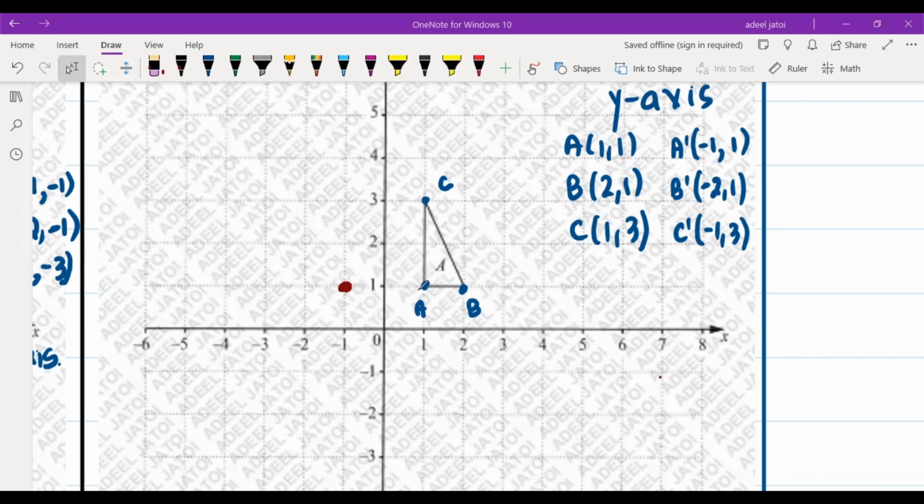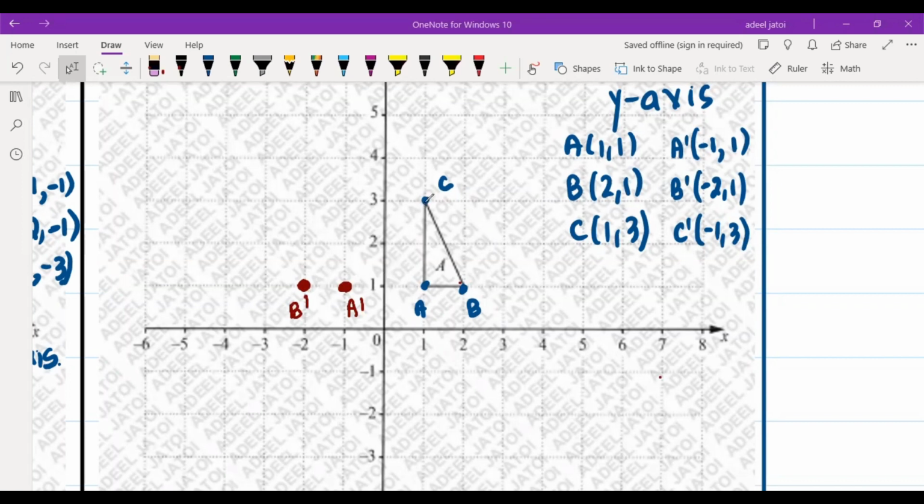Now, the distance of B from the y-axis is what? 1, 2. Two points from the reflection line. So obviously it will be two points on the opposite side as well. 1, 2. So this point will be B dash. This becomes A dash. This point becomes B dash.